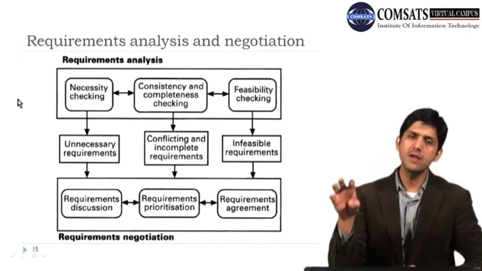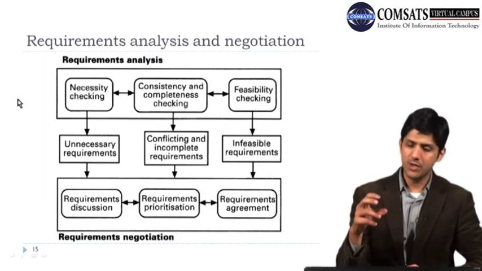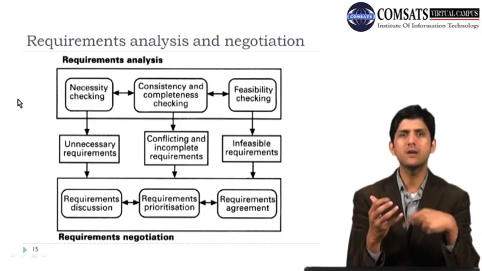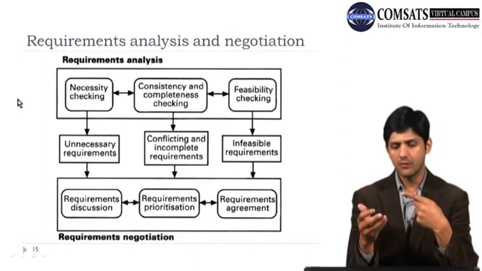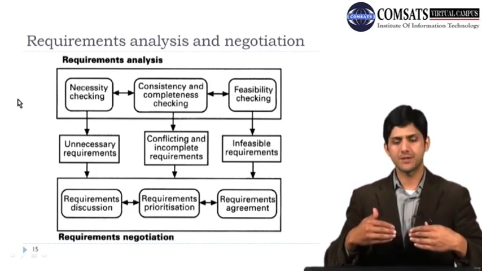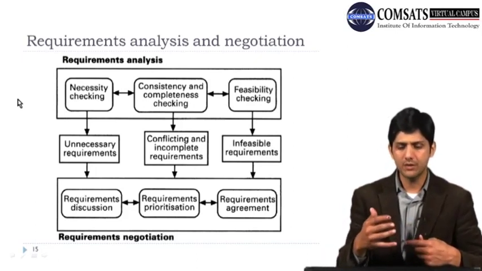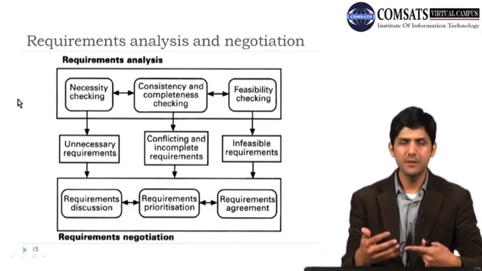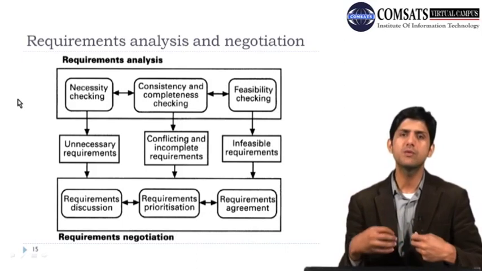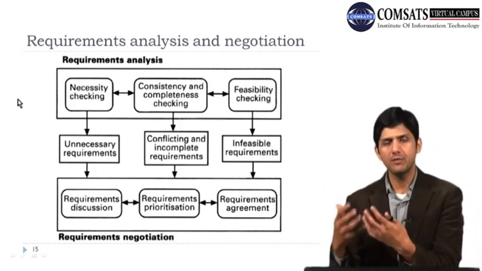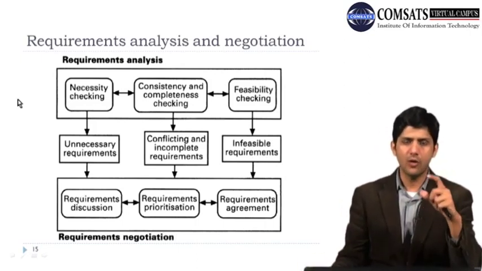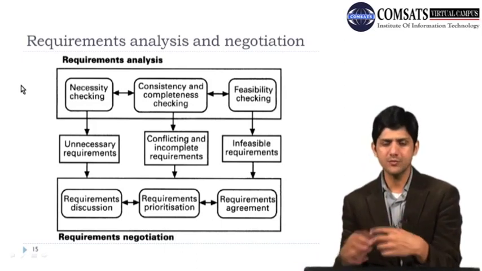So when we do these three things in the analysis phase, we get three sort of outputs. We identify unnecessary requirements, we identify incomplete and inconsistent requirements, and we also identify unfeasible or infeasible requirements. Then comes the negotiation process, and what we do in the negotiation process is we try to prioritize requirements, we try to have an agreement on the requirements, and we finally have some discussion. Through discussion we prioritize, and we want to have an agreement or consensus on the overall requirements.